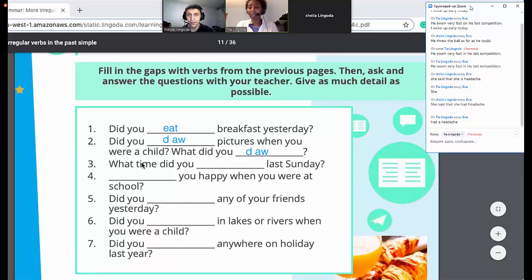Nikolai, did you draw pictures when you were a child? Yes, I did. Okay. What did you draw? Probably, I don't remember, but I guess it was tanks, maybe cars. Okay. I drew tanks and cars. All right.